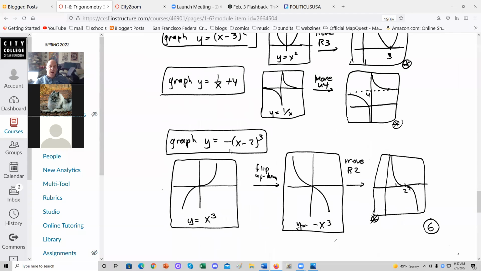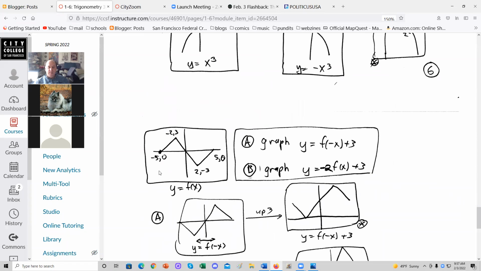Here, let's graph y equals minus of the cube of x minus 2. We start with x cubed, this n-shaped graph. Minus x cubed flips up or down, so this is more of an S-shaped graph. And the minus 2 inside means you move it right 2, so you have this graph moved to the right 2. Instead of going through 0 by 0, it goes through 2 by 0.